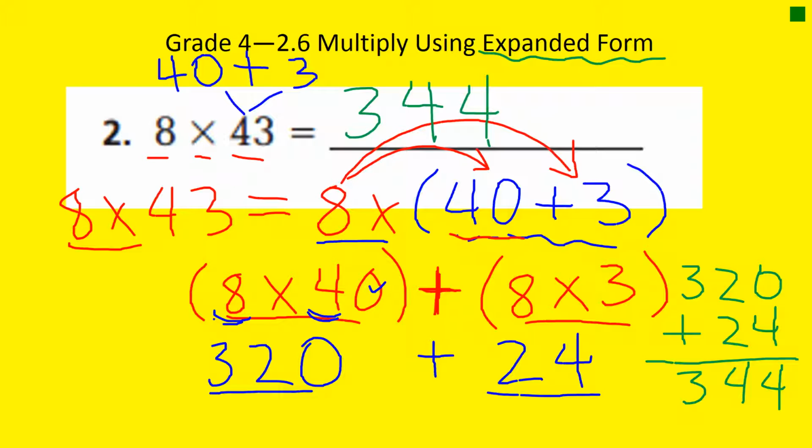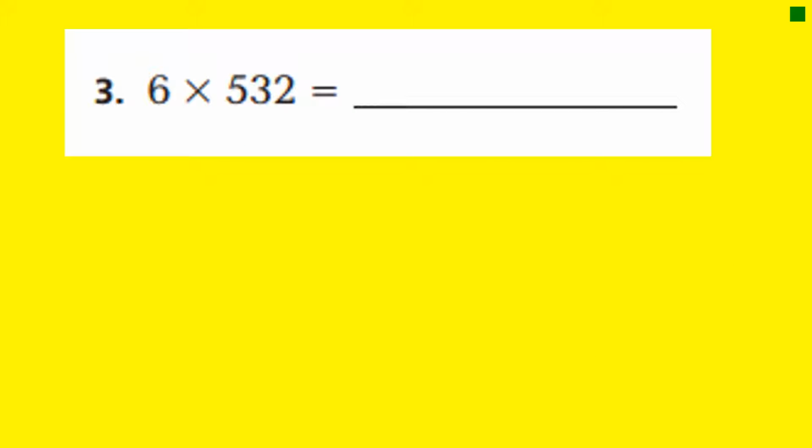Okay, all right, let's go to the next one. This is number 3, so we're going to multiply this one using the expanded form. But boys and girls, as you can see, zippity-doo-dah, we have a 3-digit number, right? So we have 6 times 532. Now, I'm going to talk about the expanded form. I should have done this in the first one.